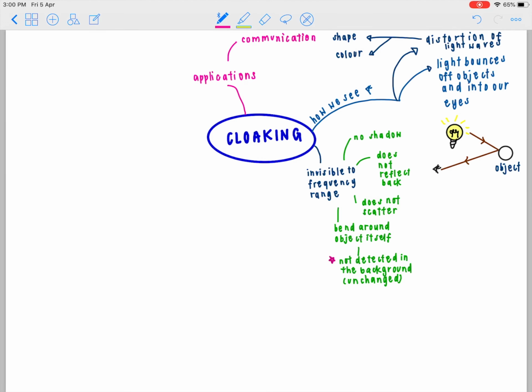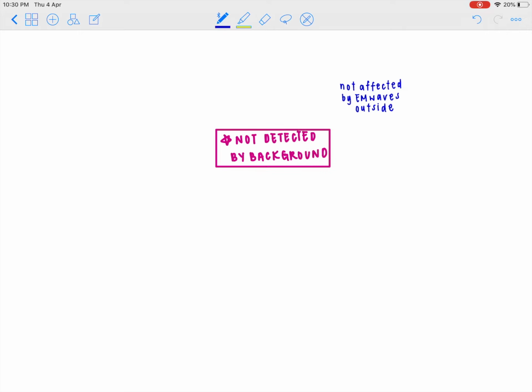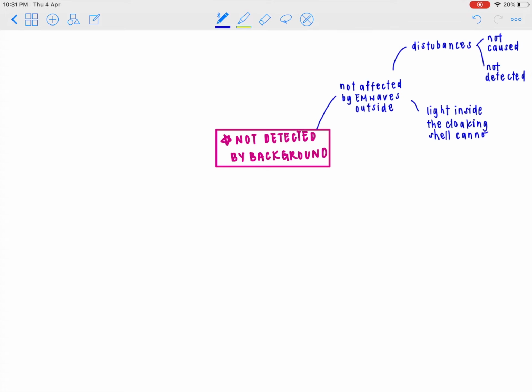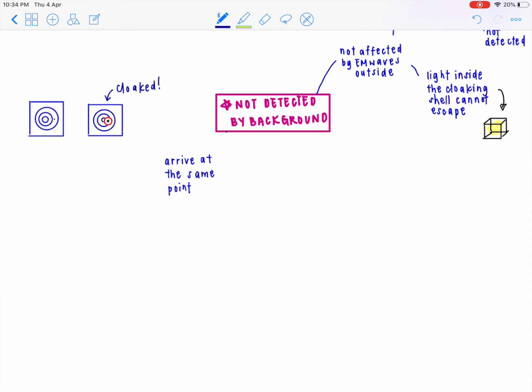Applications of cloaking include communication, sensing systems, as well as security detection. As mentioned earlier, not being able to be detected is a very important quality. This means that it should not affect the surrounding electromagnetic waves outside, whether it's the object disturbing the electromagnetic waves or the waves disturbing it. The light inside the cloaking shell should also not escape. This also means that when being cloaked, the electromagnetic wave should arrive at the same point past the cloaked object as if it was passing through space, as you can see in the diagram. So this means that it will have to travel faster than the speed of light.